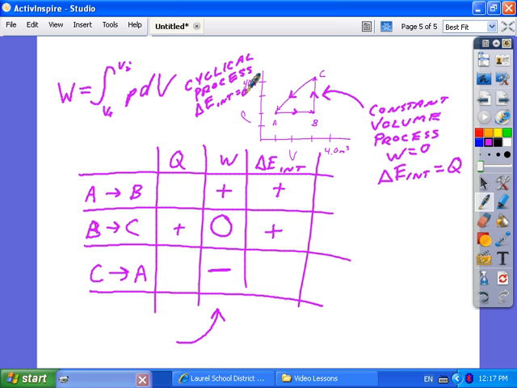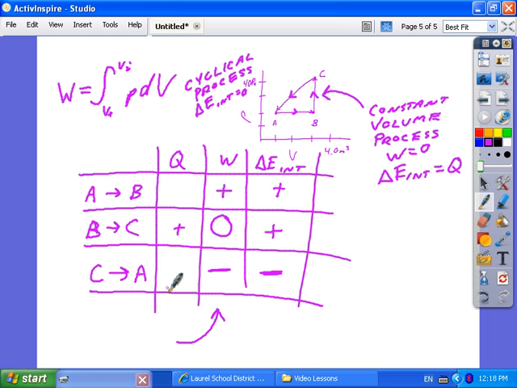Well, let's see what we got here. So I've got some positive value here. I've got some positive value here, which means that the only way that I can get the total change in internal energy to equal out to be 0 is to have a negative value right there. Alright, so good. We figured out this one. Now the hardest part, the Q values.